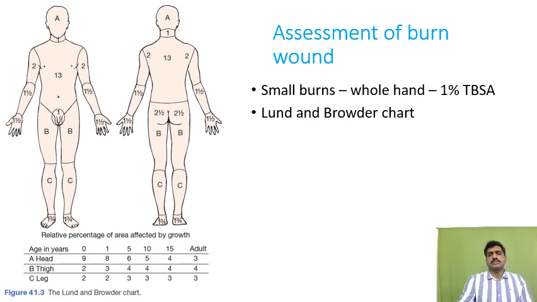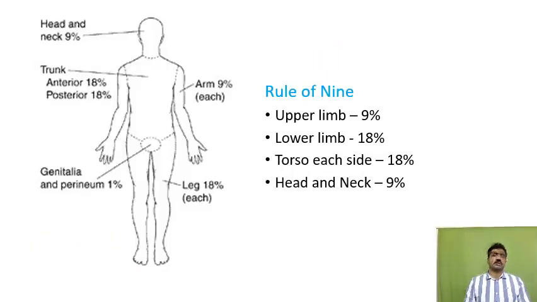Another simpler estimate is using the rule of 9. In the rule of 9, we take head and neck as 9% of burns, each arm has another 9%, each leg has 18%, and the torso front 18%, back 18%. All this totals to 99%, and then genitalia and perineum is 1%. So you can again draw the burn area on the image of the body, and then based on the rule of 9, you can judge how much percentage of burn is involved.